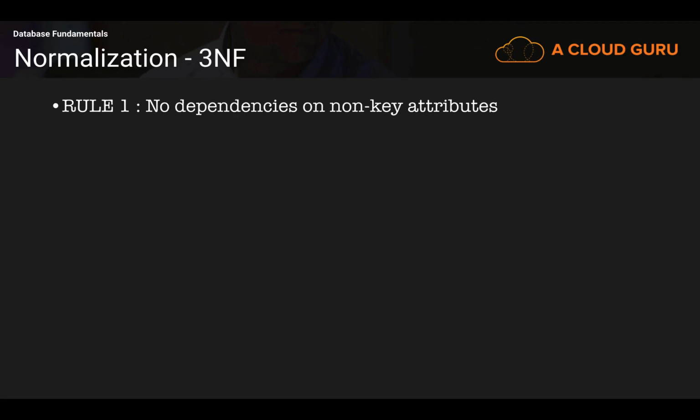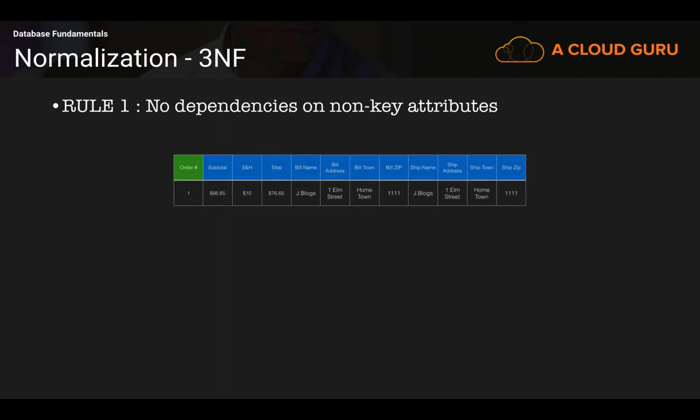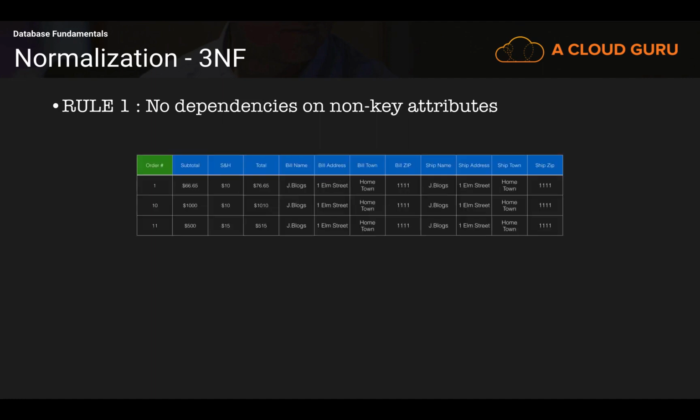For data to be in third normal form, there is only one rule. No attribute can be directly dependent on a non-key attribute. So this is the order table from the previous slide. Note that it looks fairly logical, but let's add a few more orders by Joe Bloggs. So what would happen if Joe Bloggs placed all these three orders, but then wanted to change his shipping address?